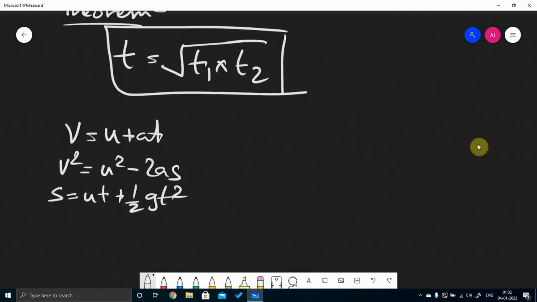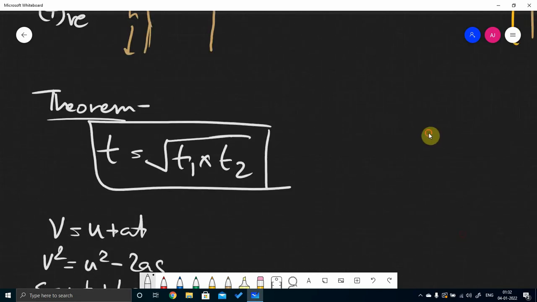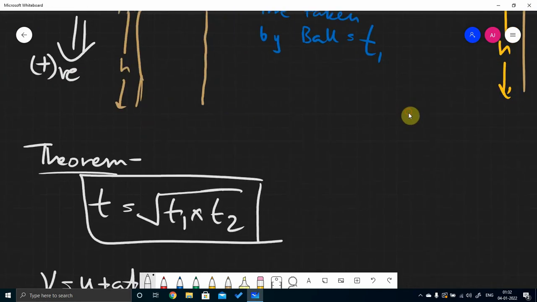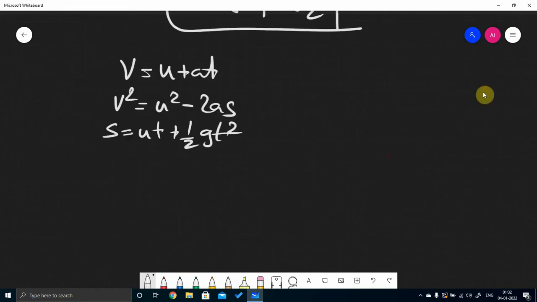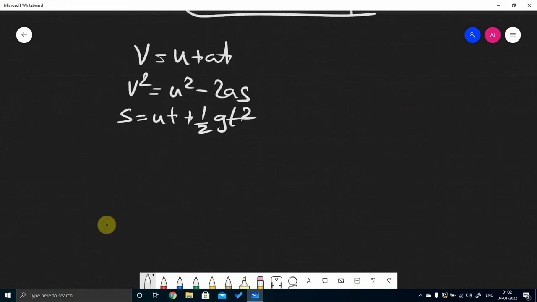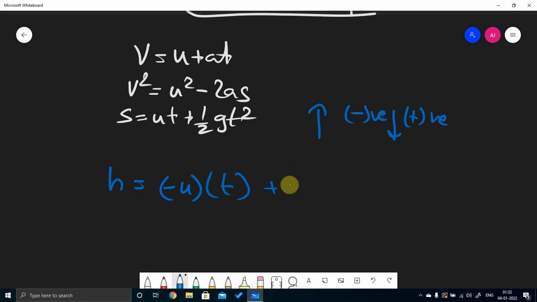Time over here is kind of simple, but how about I just use the formula. If I write it like this, we get h is equal to minus u into time plus half into g times t square. Why minus u? Because we're taking the upward direction as negative and the downward direction as positive. Sign convention, basically.